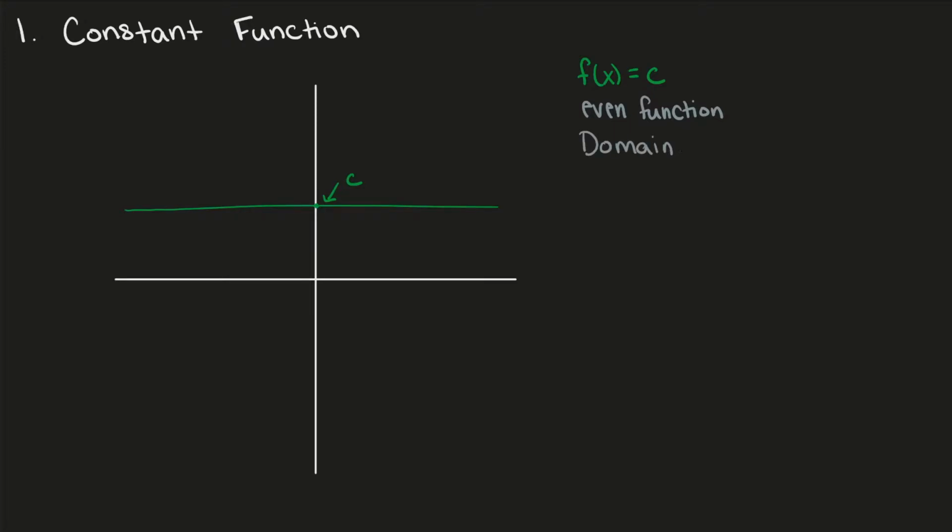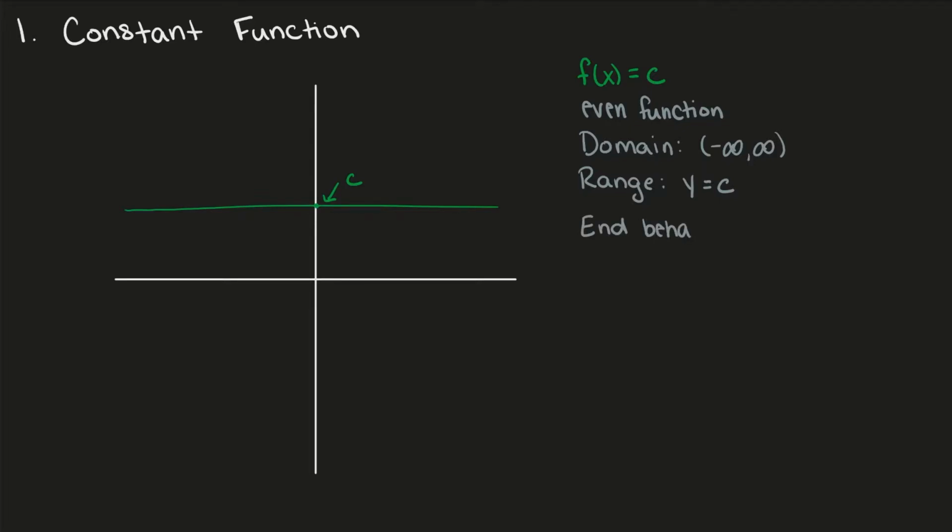The domain, or all possible x values, is negative infinity to infinity. The range is only one value, y equals c. So the range is all possible y values, and our only possible y value is y equals c.